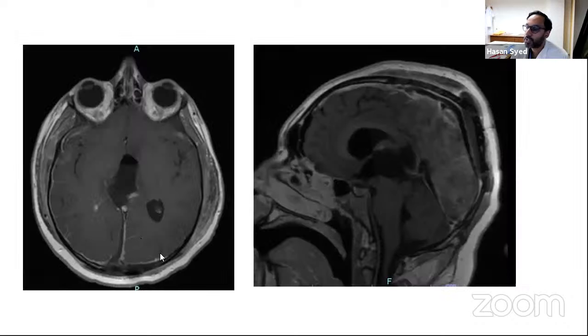So this is a post-contrast image. I wish I had intraoperative pictures and a video, but I don't for this case. But you can see the corridor, the occipital interhemispheric corridor, is very nice, and you can see we went through the splenium, resected the tumor, and thankfully postoperatively the child did well.